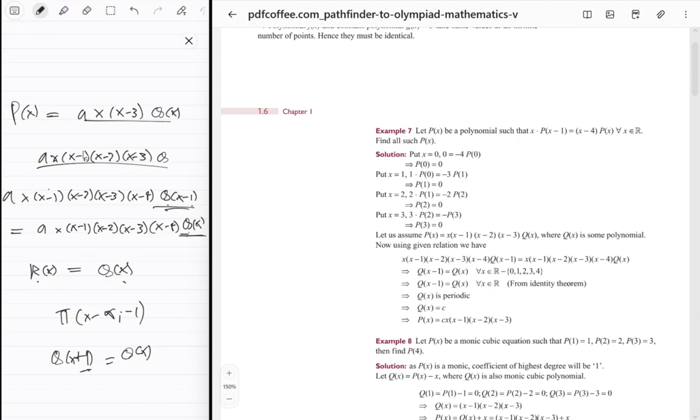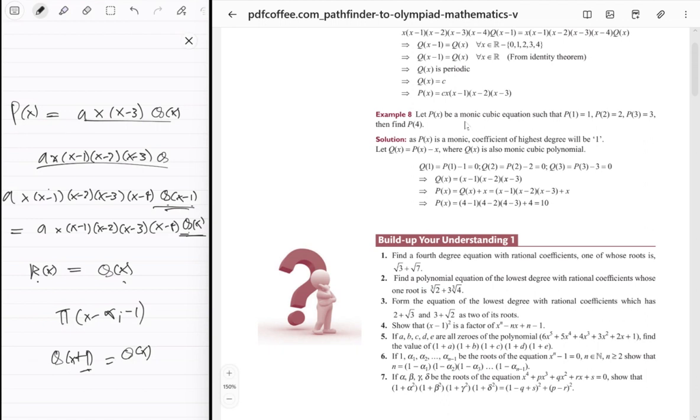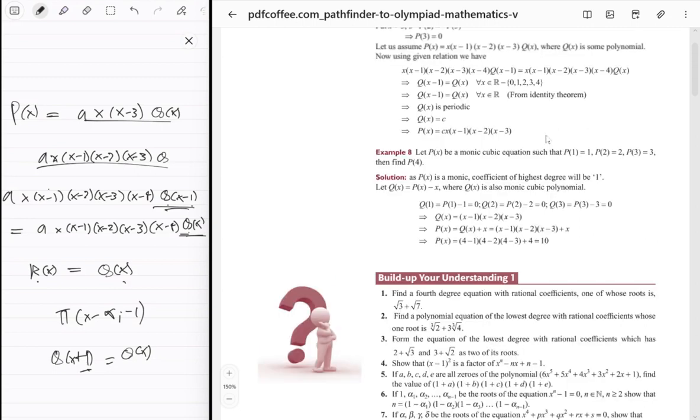Okay. Man, I have to be really careful. I really thought this would be 0. It's not always 0. It could also be constant. Okay, now I understand this thing. Let p of x be a monic cubic polynomial such that p of 1 is equal to 1, p of 2 is equal to 2. Yeah, I think I've seen this kind of question once.